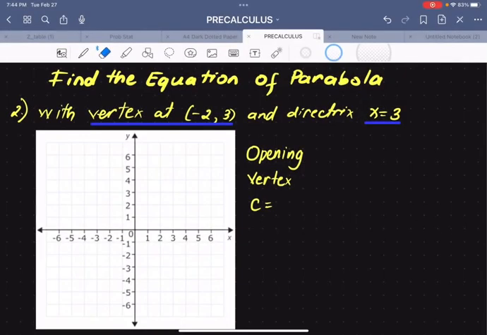Hi everyone! Sa video ito, talakayin natin kung paano hanapin ang equation ng parabola. Okay? So, paano nga ba hanapin ang equation ng parabola given some conditions?